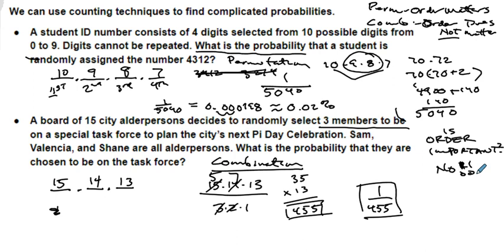And so the probability is 1 out of 455 that all 3 of them are selected, because they're asking for one event. So it's not 3 over 455, it's 1. It's the event that Sam, Valencia, and Shane are all picked. So 1 divided by 455 is going to be kind of small, and sure enough, it is. It's 0.0022, which is approximately 0.2%. Let's move that over 2 spots.